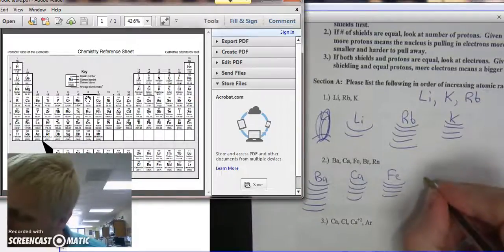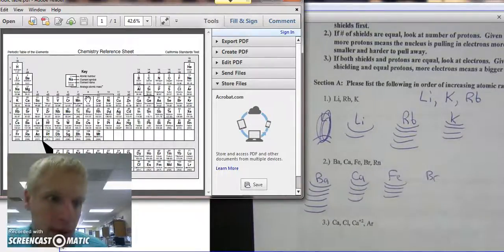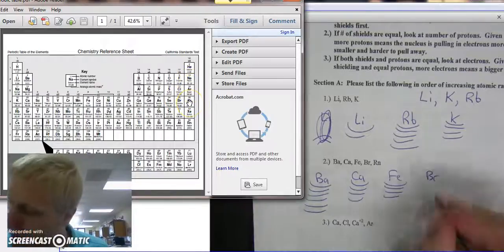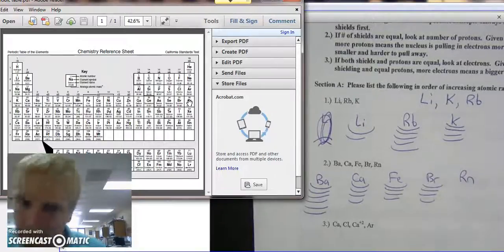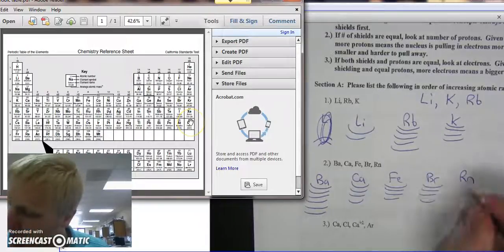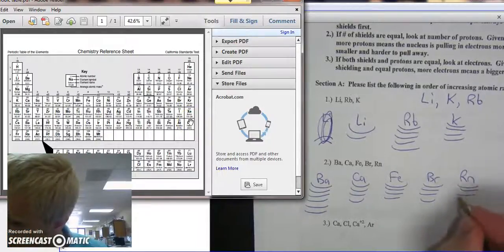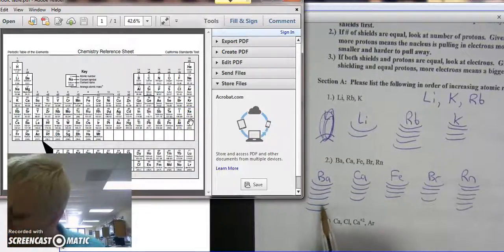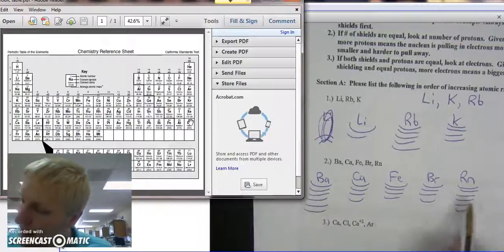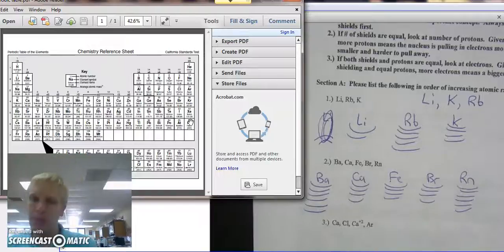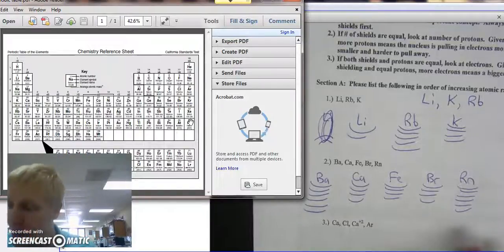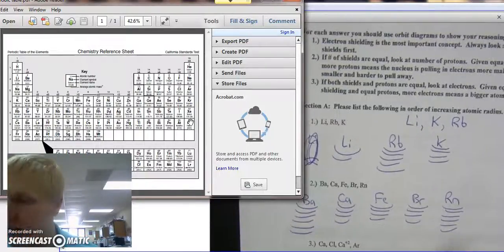Same as calcium. And then bromine, it's down here, 1, 2, 3, 4 again. And then radon has 1, 2, 3, 4, 5, 6. Alright, so we have 2 that have a large amount of shields, 6, and we have 3 that have 4 shields, or layers, or energy levels.